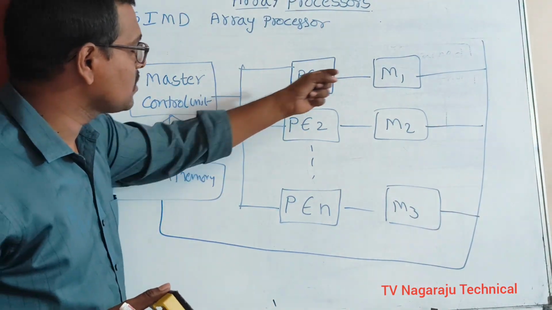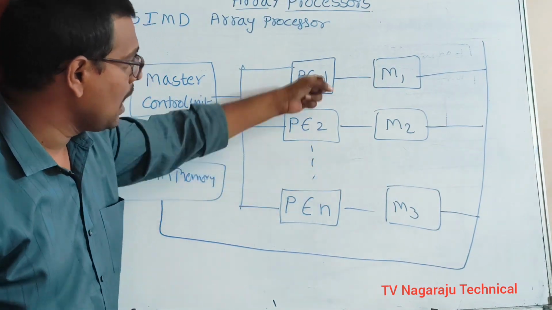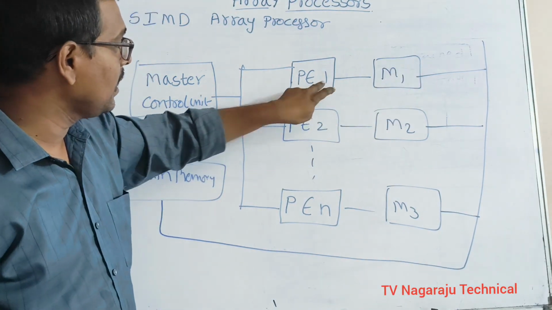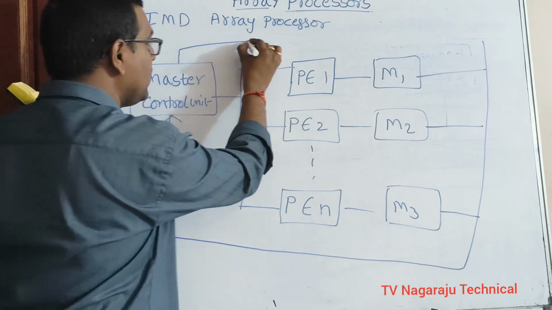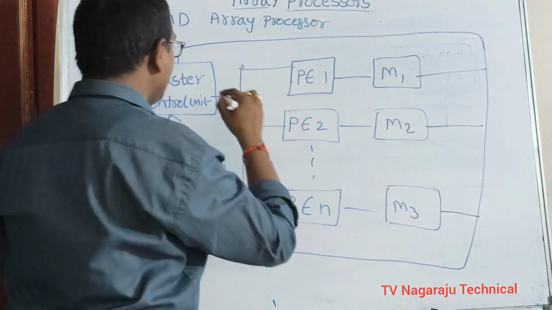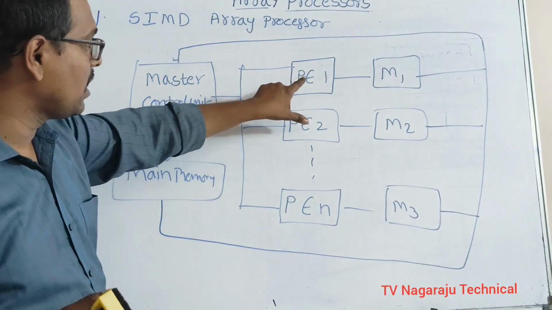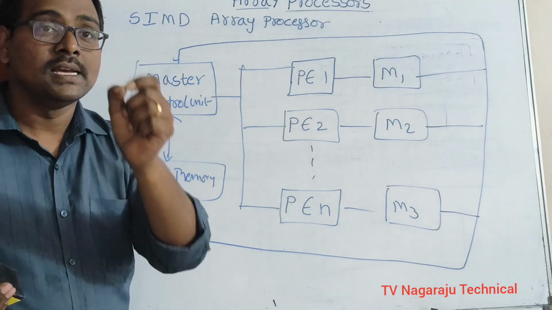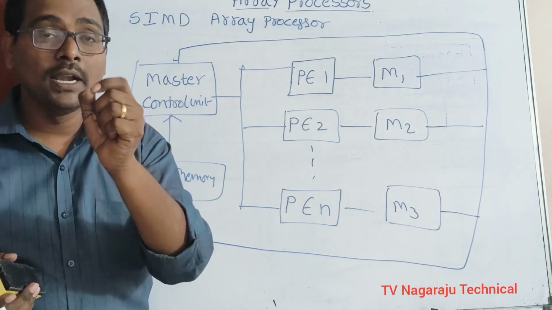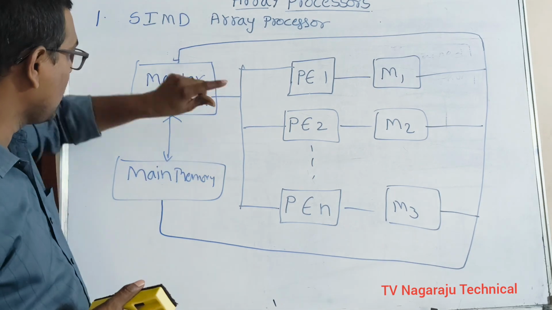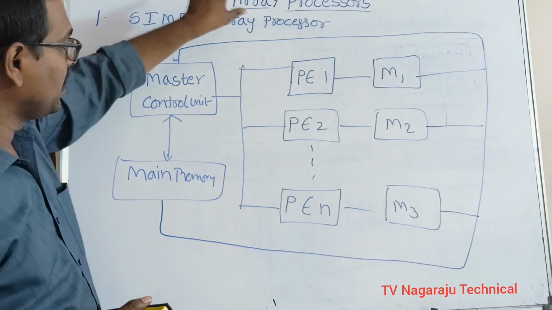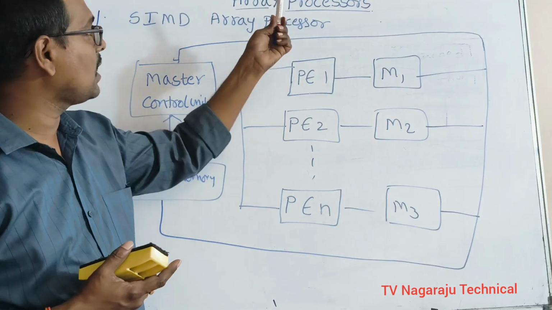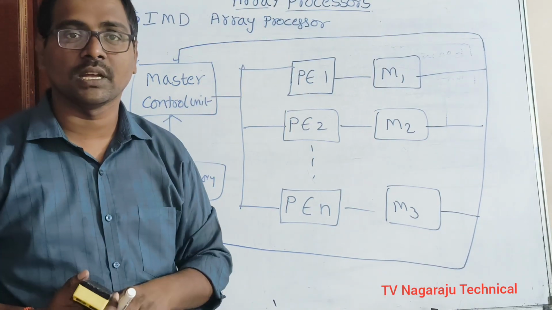Once the data is passed, through pipelining all the processing elements perform the operation. Internally, each processing element contains an ALU, arithmetic unit, pipelining, registers, everything is available. That is SIMD, single instruction multiple data stream. If it is scalar, it is performed directly in the control unit. If it is vector, it is transferred to multiple processing units. This is the concept of array processor. Thank you.